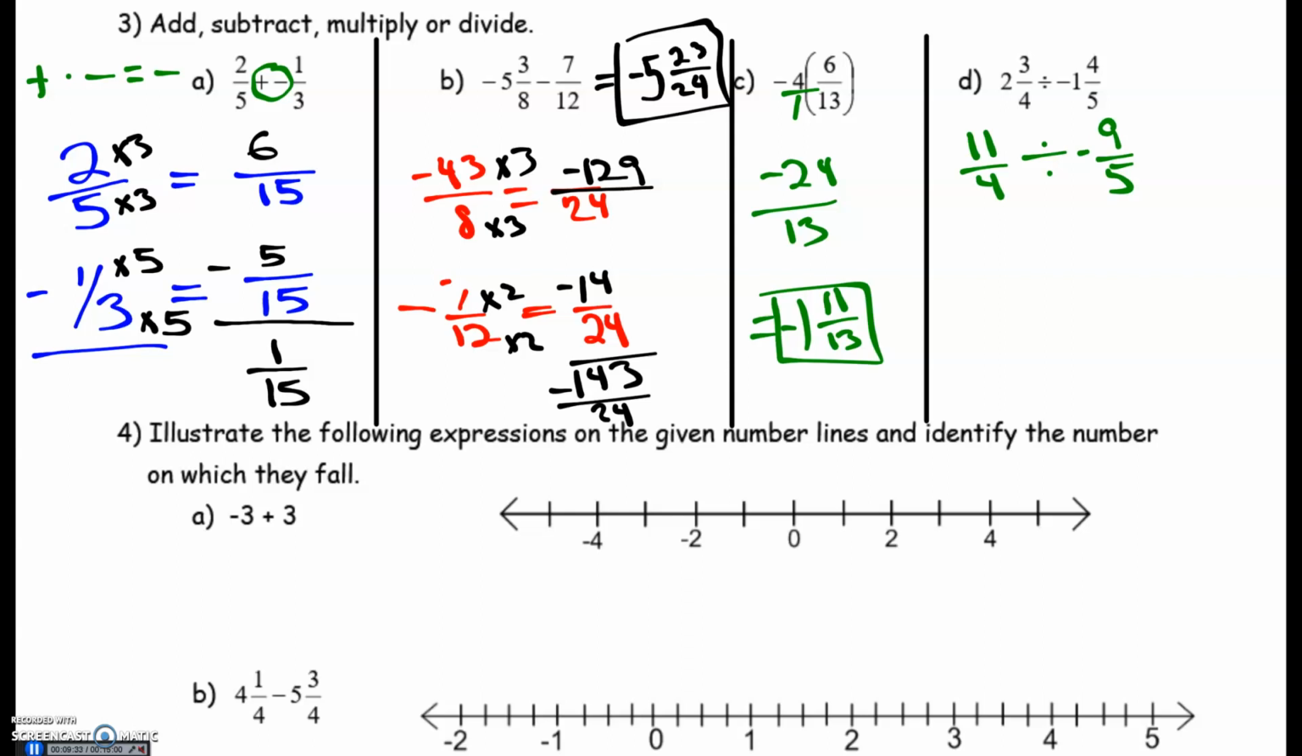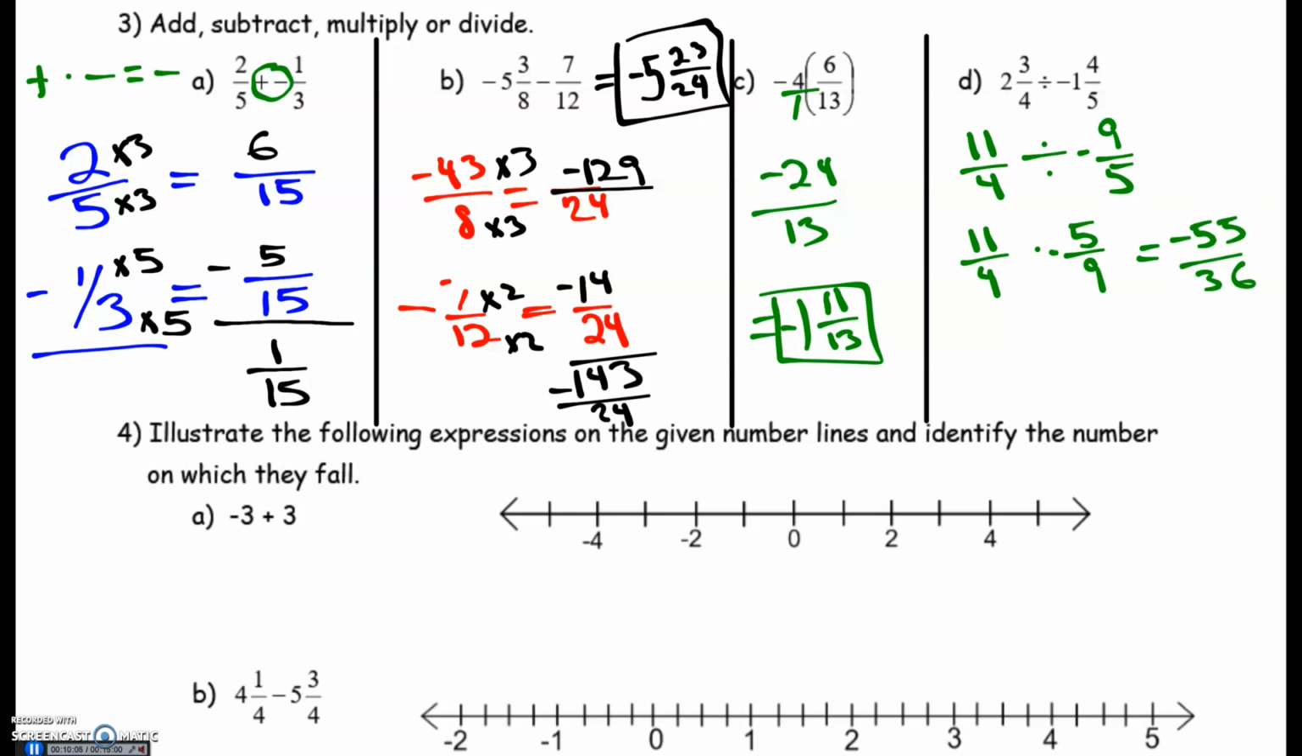to get the quotient. All right, so we're going to keep that 11 over 4. All right, and we do this by the opposite of division, which is multiplication. And the reciprocal is when you turn your fraction over, or as some of you refer to it as flipping, 5 over 9, and we keep that negative sign. All right, so when I multiply, we end up getting negative 55 over 36.